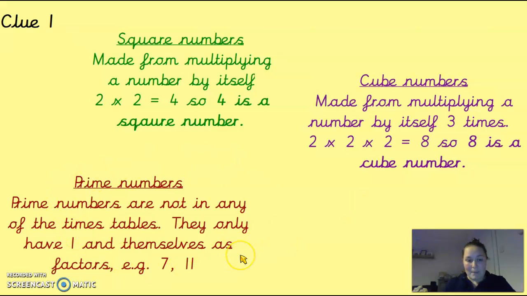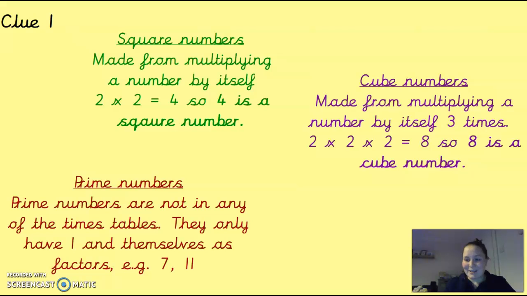Prime numbers, remember, are numbers which are not in any of your times tables except their own. They only have 1 and themselves as a factor, so no other numbers will go into them. For example, 7. You only find 7 in the 7 times table. You won't find it in any others. 11 is another example. You might want to try listing down your prime numbers as far as you can go before you start. If you're not sure when you're looking through the numbers if it's a prime number or not, you need to ask yourself, does this come up in any of my times tables? And if the answer is no, then it is a prime number. That should get you through clue 1.